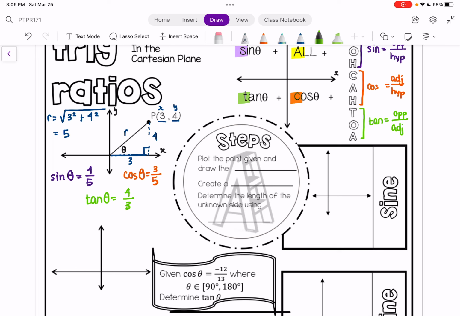So just from this example, let's see if we can come up with some steps. What was the first thing? The first thing was to plot the point and draw the radius or terminal arm, whatever term you like, that's what you're going to write in there because these are your notes. And then we dropped down that perpendicular to create a right angle triangle. And then we determined the length of the unknown side using Pythagoras. So those are your key steps.